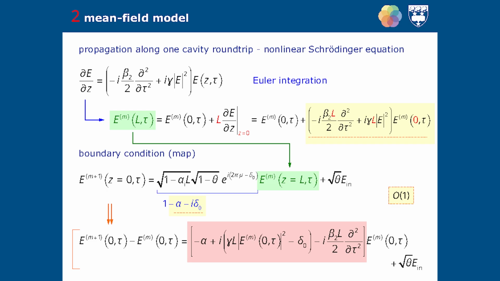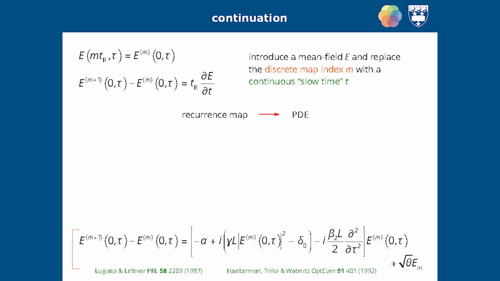Now, what we have here is the difference between the field at round trip m plus 1 and the field at round trip m. And all these things are small, okay, in this high finesse, high Q limit. So if I divide this difference by the round trip time, this is very close to a time derivative of the field over one round trip, if we move to a continuous description, okay?